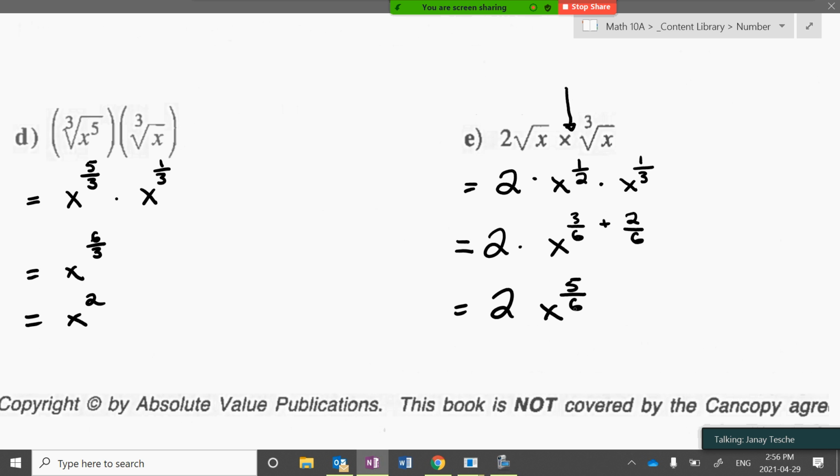How is that? Good. It's kind of building a little bit on what we did yesterday, just converting between the forms.